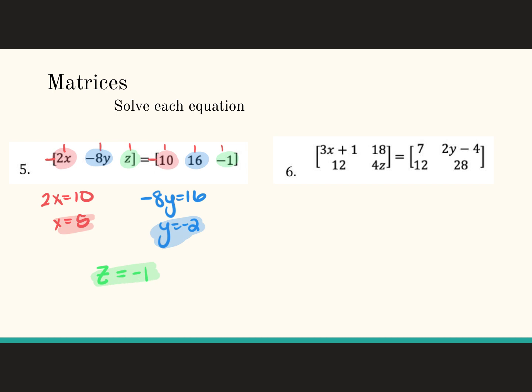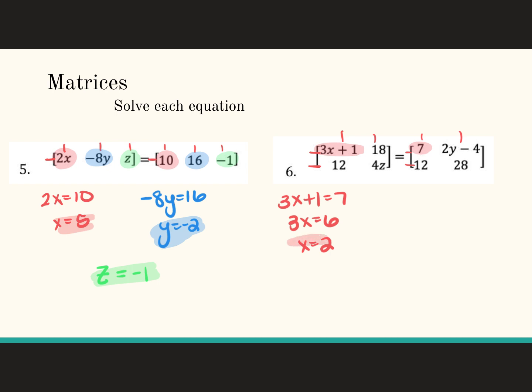Next problem here, I can do the same idea. So right now when I'm looking at this, I have a 2 by 2 and a 2 by 2. So I know first row, first column, first row, first column, those are going to equal each other. So 3x plus 1 equals 7. 3x is going to equal 6, so x would be 2.